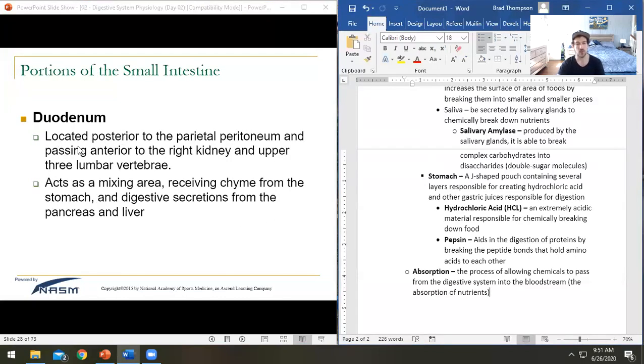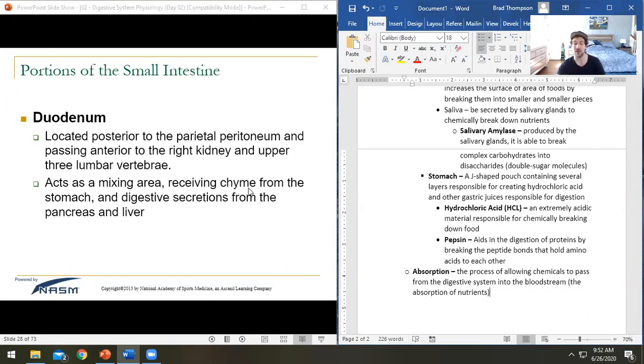The duodenum is located in the posterior parietal part of your peritoneum, basically right up near your right kidney. That's honestly not very important, but it's basically the mixing area where all of that wet, soupy mixture of food and nutrients is mixing with the first part of your small intestine.